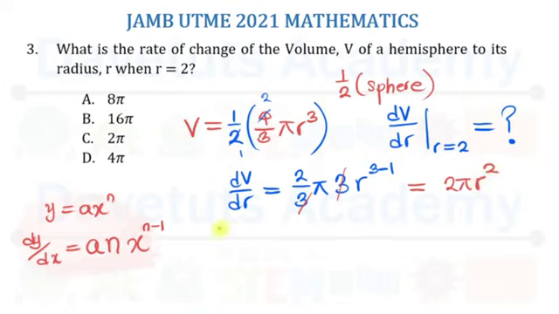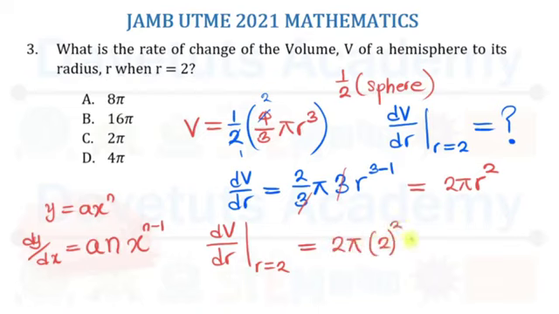But what we were originally asked is to find dV/dr when r is 2. When r is 2 means that whenever we see r, we just bring in the value of 2. So we have this as 2 raised to power 2. 2 raised to power 2 is 4. 4 times 2, that is 8. So we have 8 pi units as a solution to this question. And that is option A that we have here.